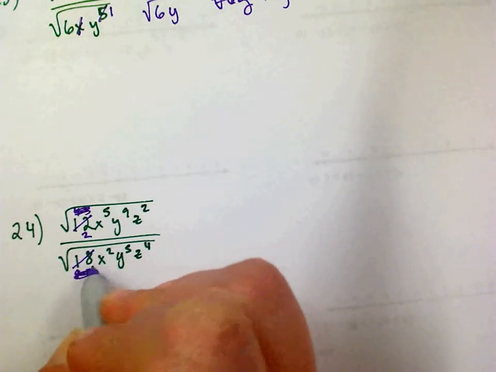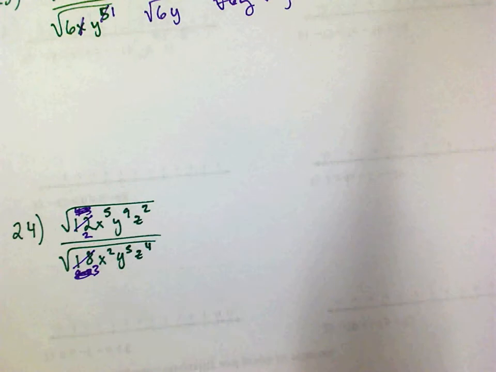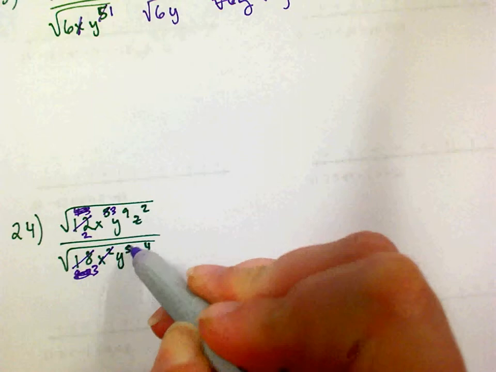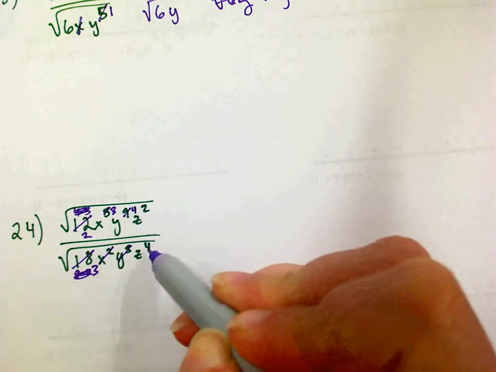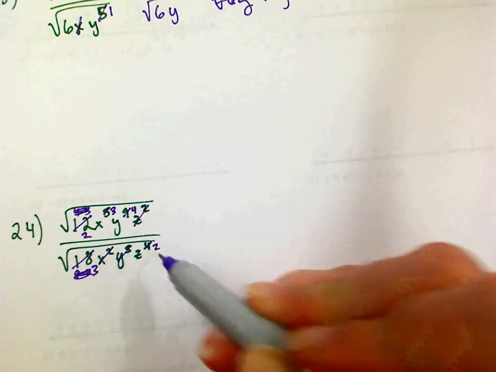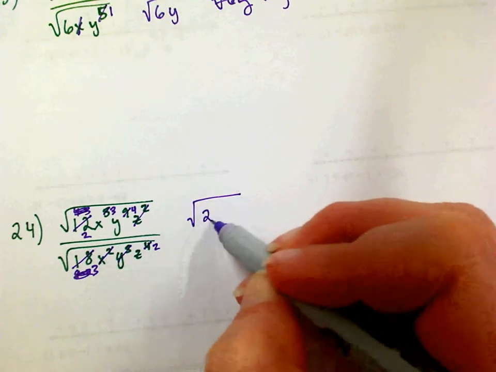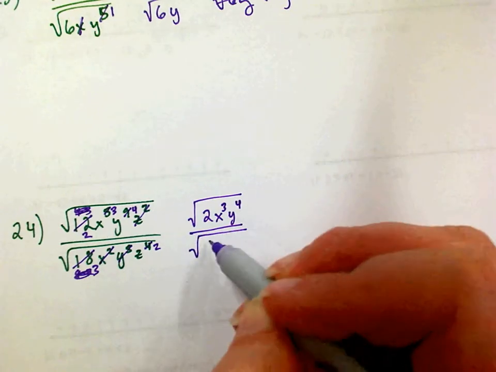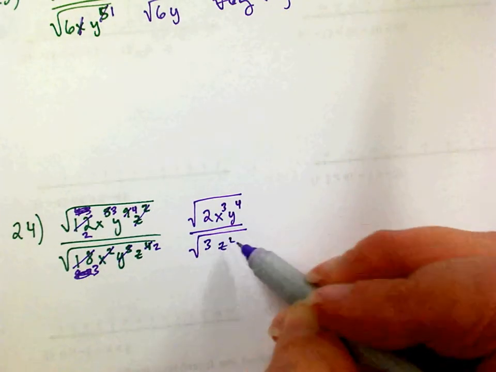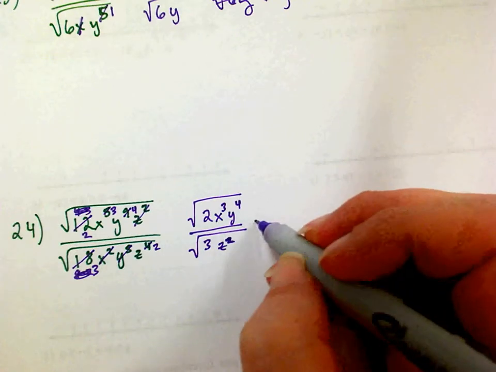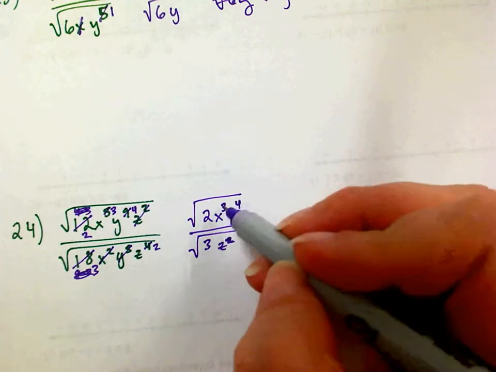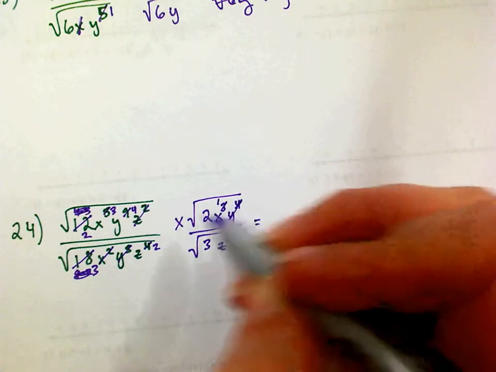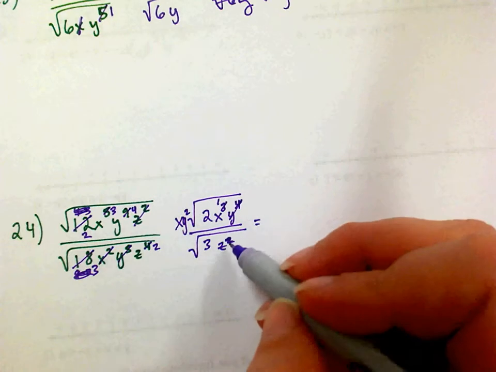Okay, so I've got a 2/3, and then I've got 2 of those canceling out with 2 of those, leave me with 3. 5 of those canceling out with 5 of those, leave me with 4, and 2 of those canceling out with 2 of those, leave me 2. So I've got the square root of 2x cubed y to the 4th over the square root of 3z squared. Okay, it's the square root, so 2 goes into 3 once with 1 remaining. 2 goes into 4 twice with none remaining. And once with none remaining.